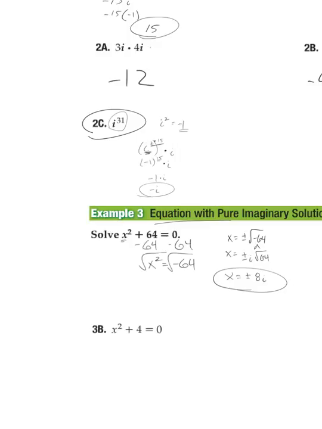And the last example, guys, is pretty similar. Your solutions here are x equals plus or minus 2i. I'll let you try to work that one out and give you the solutions there.